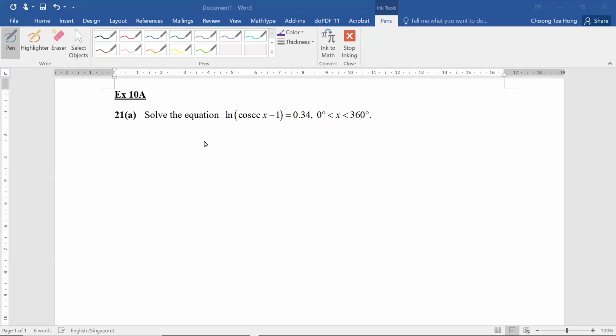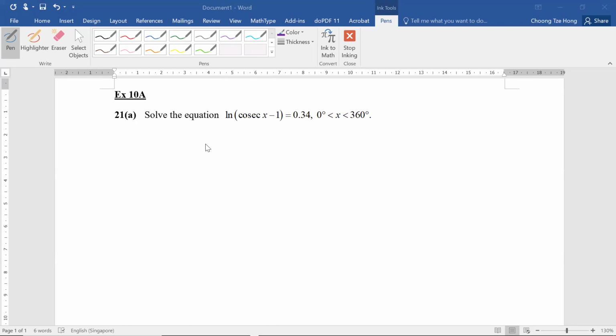Hi students, in this video I'll be going through exercise 10A question 21A. This is one of the questions in the homework assignment. We're asked to solve the equation ln(cosecant x minus 1) equals 0.34 for angles x greater than 0 degrees and less than 360 degrees.